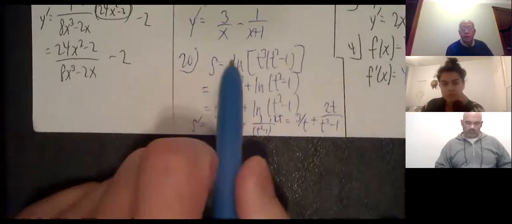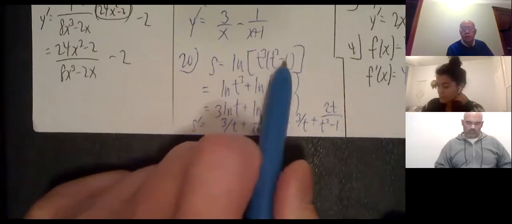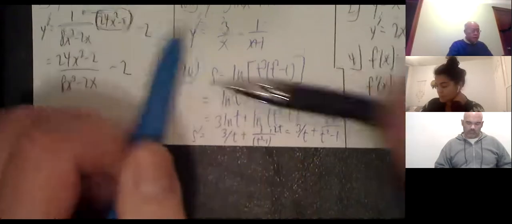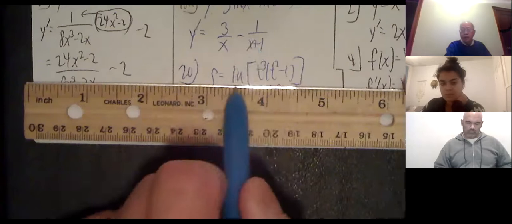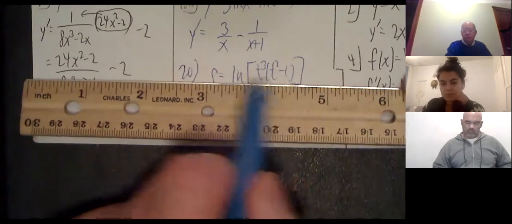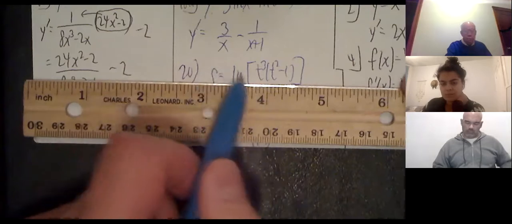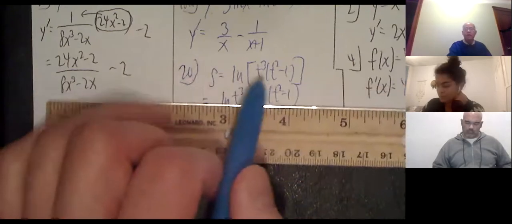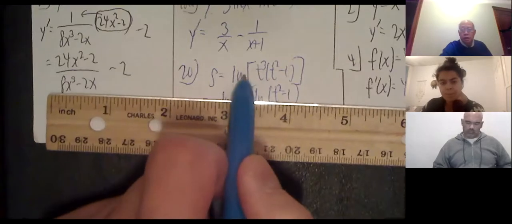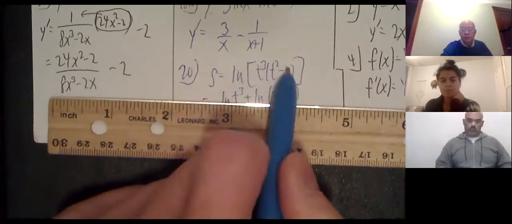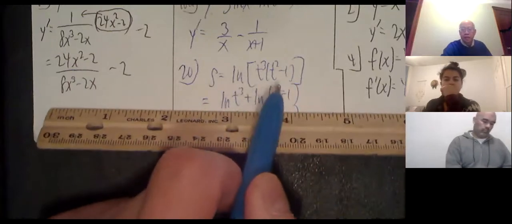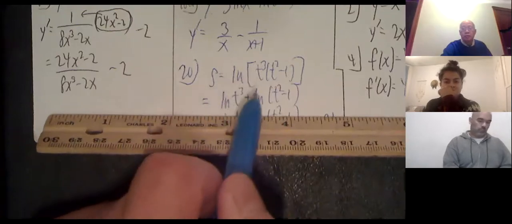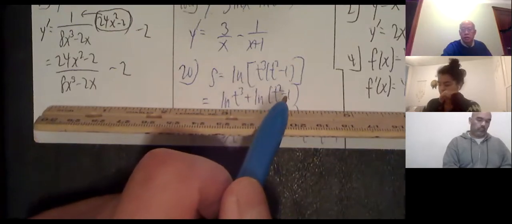Okay, number 20, ln of t cubed times t squared minus 1. Now, if I tried to take the derivative just as is, right? Cover this up. You would have to go 1 over that times the derivative of the inside, which is a product. Okay, and I don't think I want to do that. Instead, use the properties of logs. We have ln of something times something. It's ln of the first plus ln of the second. In other words, ln of t cubed plus ln of t squared minus 1, property of logs.